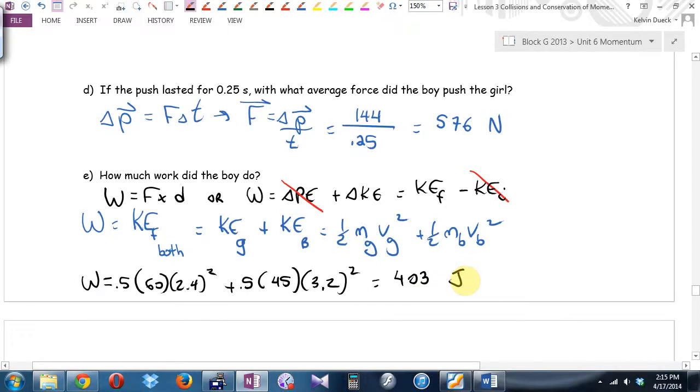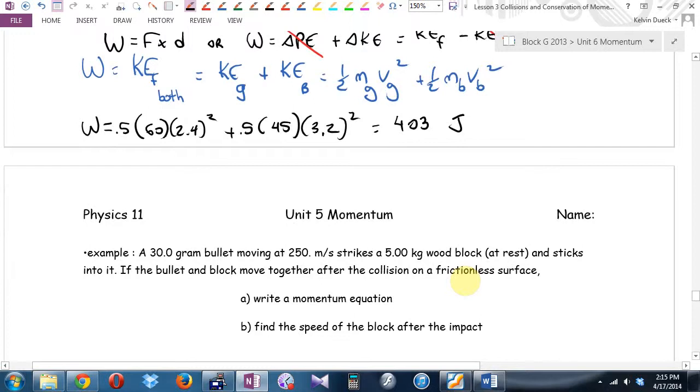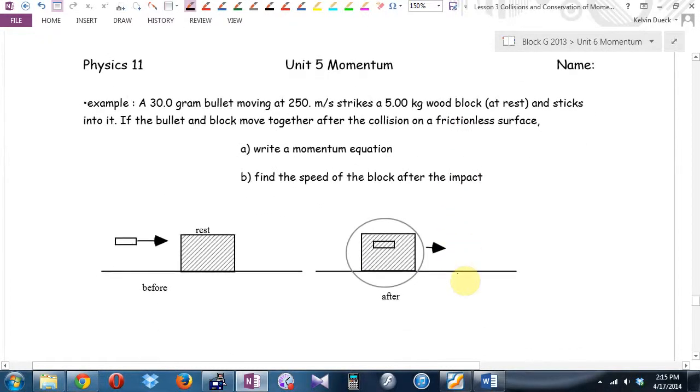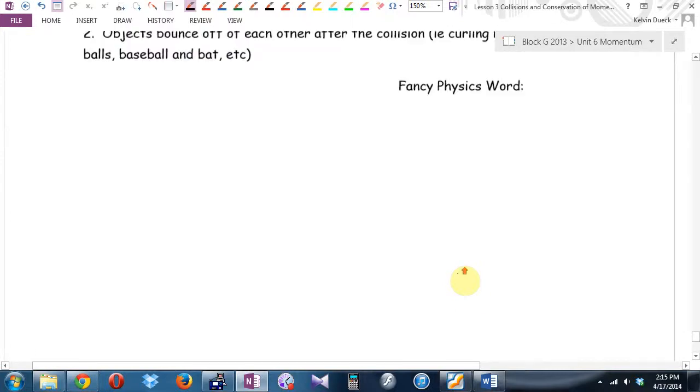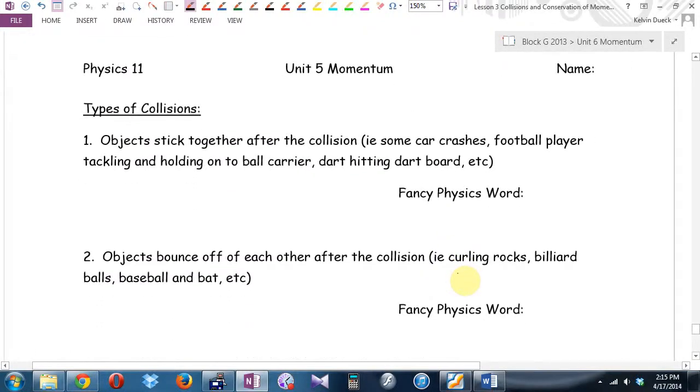The boy applied a force over distance to both of them, and therefore he changed their energy state. But he didn't change their momentum state, because their initial momentum was 0, their final momentum still 0. That's that one, and then I talk about types of collisions, right? We're going to go to types of collisions first, and then we're going to come back to this one.